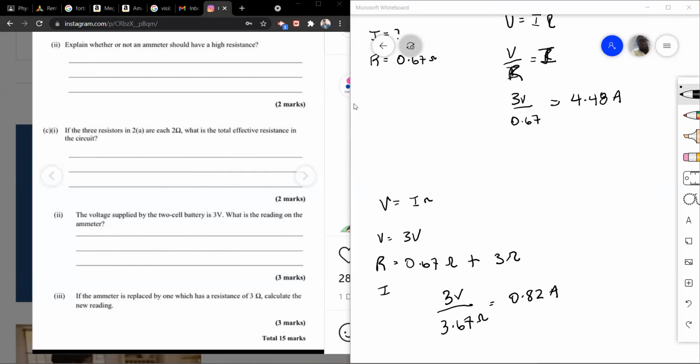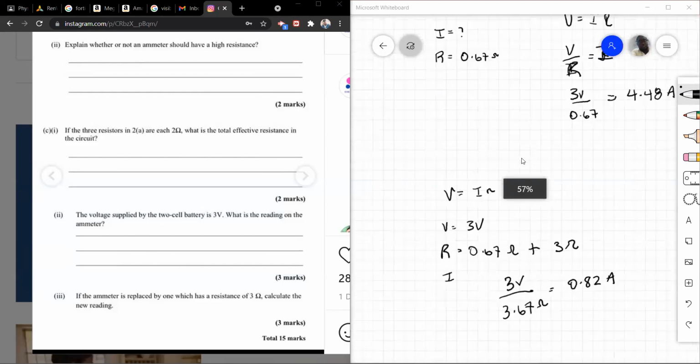Why shouldn't we replace the ammeter with the 3 ohm resistor instead of adding them? The ammeter is because what you're replacing is the ammeter. So they never said replace the resistors. Because remember the setup now, no? This is the whoa, go back.